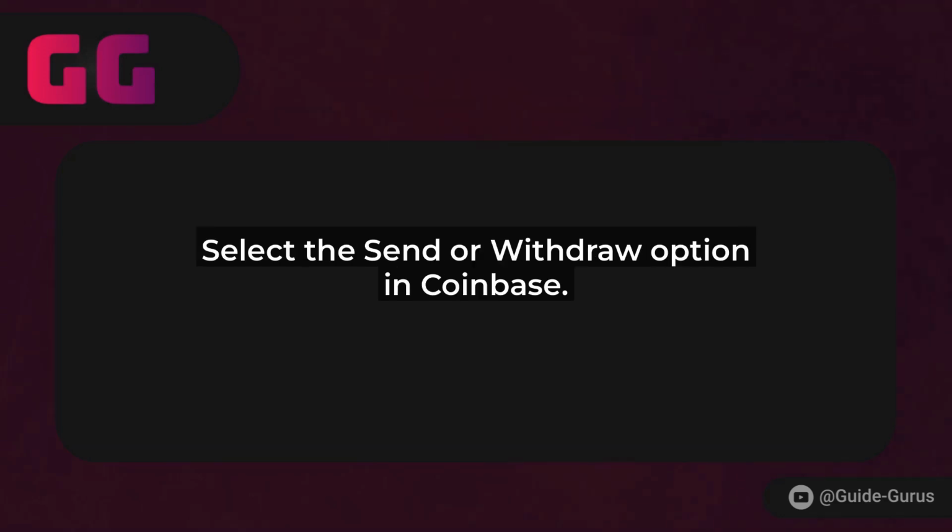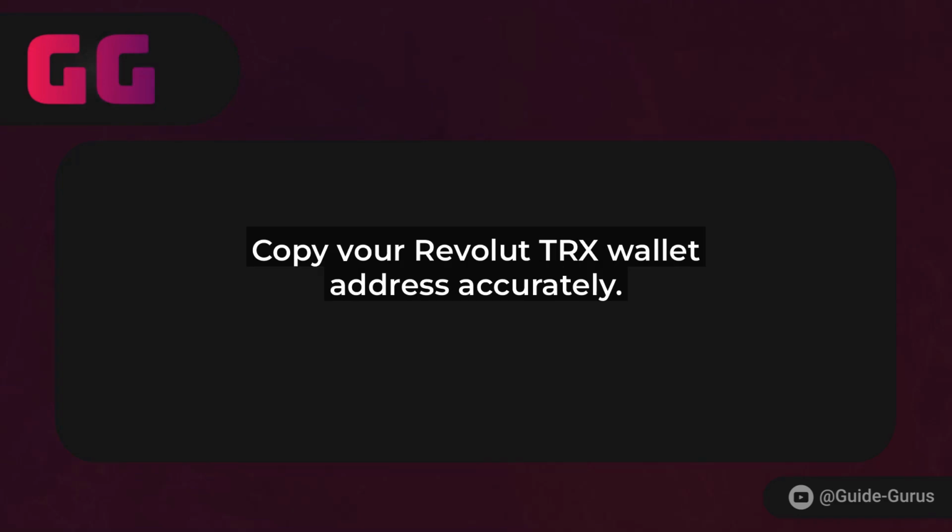Step 1. Open your Coinbase Wallet app or website and log in securely. Navigate to your TRX holdings in the Assets section. Once you're there, select the Send or Withdraw option. You'll be prompted to enter the recipient's address, so head over to your Revolut app. In Revolut, go to the Crypto section and find your TRX wallet address. Copy that address carefully. Double-check for any typos because that's crucial.